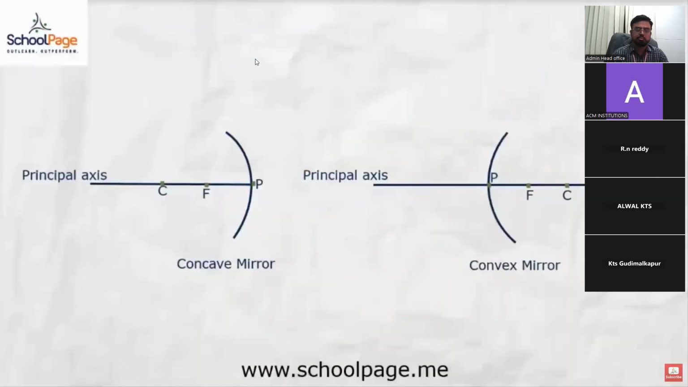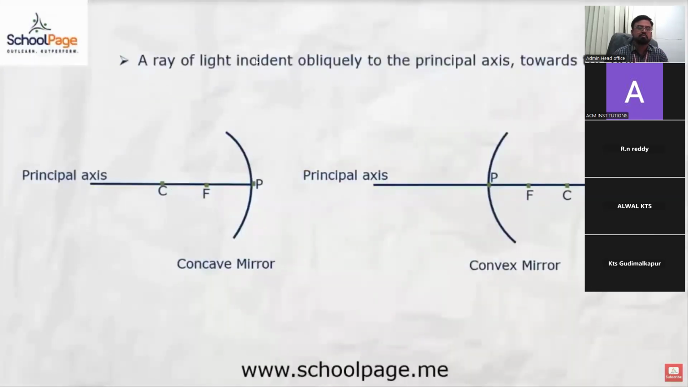In the fourth rule, let's see in which direction a ray of light gets reflected when it is incident towards the pole. In case of concave mirror, when a ray of light is incident at the pole, angle of incidence is equal to angle of reflection. It is reflected back, making the same angle with the principal axis. That is, the angle of incidence made here will be equal to angle of reflection according to the law of reflection.